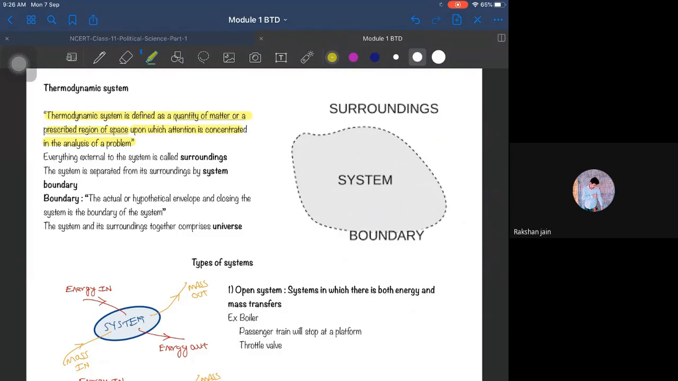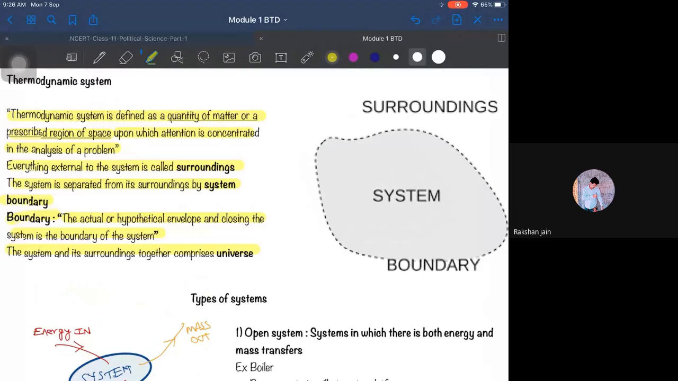Everything external to the system is surroundings, as I told you. The system is separated from the surroundings by a system boundary. So what is a system boundary? It is the actual or hypothetical envelope. Hypothetical in the sense that it might be there or it might not be there; you must assume it. So it is an actual or hypothetical envelope enclosing the system, known as the system boundary. The system and its surroundings together comprise the universe. You can take all the description given and this small figure. Tell me once you have done.